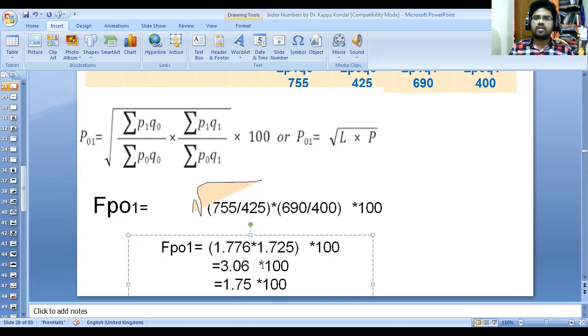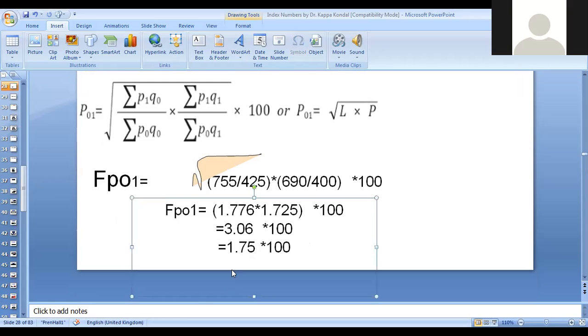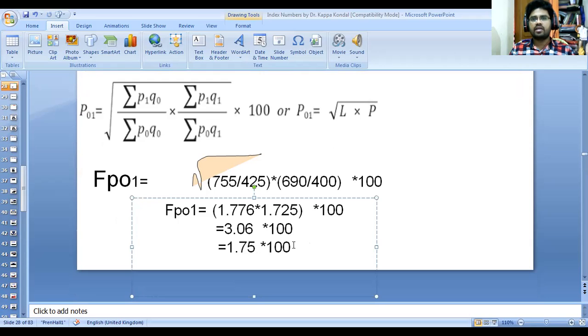So after cancelling that root, you will get 1.75. Then whatever you get, 1.75, you need to multiply with 100. Then it is equal to 175%.